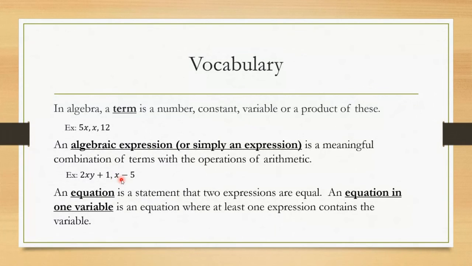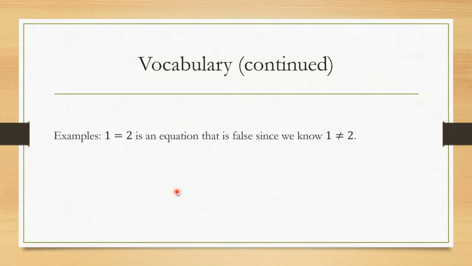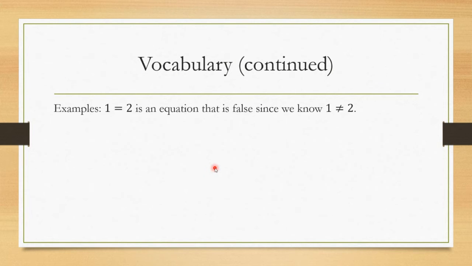Okay. Also, since it is a statement that the two expressions are equal, it could be a false equation. You could have an equation that's never true. For instance, you could have something like this. That's an equation. However, it's false. We know that 1 is not equal to 2. Okay? We know 1 is not equal to 2. So we have an equation here that's false no matter what. Now, okay, so that's an equation.